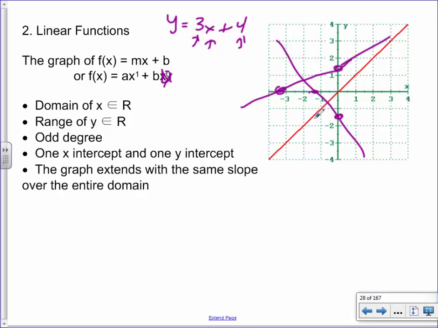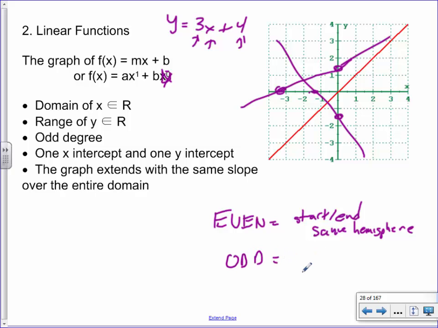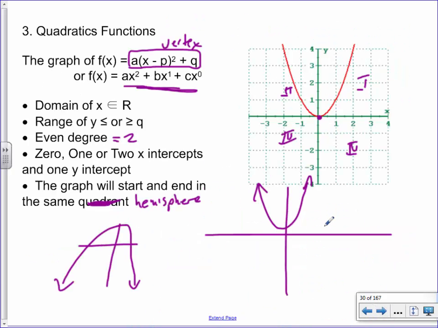And now's a good time to talk about even and odd. Even functions will start and end in the same hemisphere. This is a pattern we'll discover in a bit. But odd functions, they'll go across the grid. So here's a linear function. See how it goes across the grid? Here's a quadratic. Starts and ends on the same top or bottom of the graph.